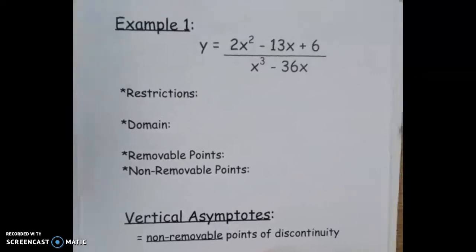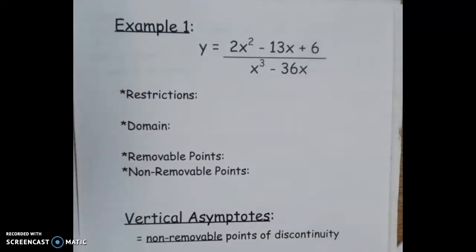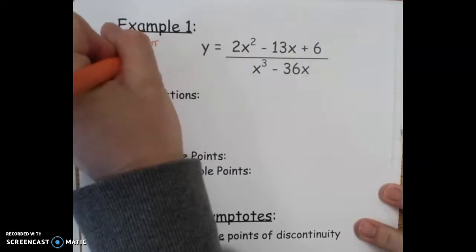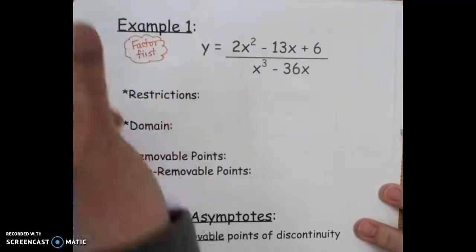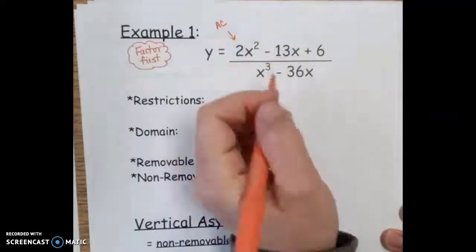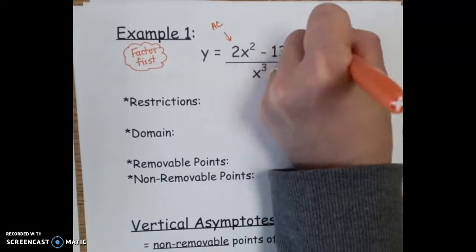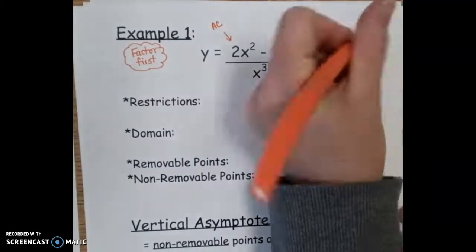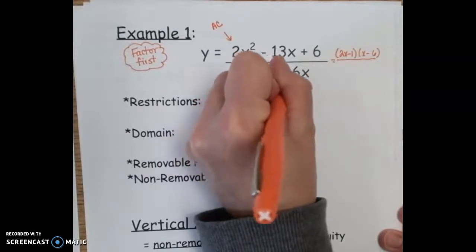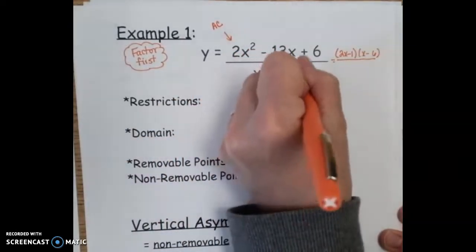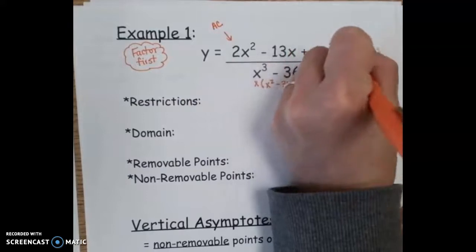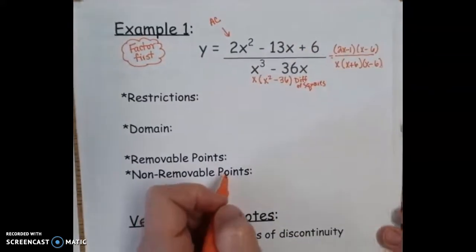In this example, your function is not factored for us, and that's the first thing you want to do is factor. Okay, so factor first, because we're doing this algebraically right now, not graphically. So you can see that this is a quadratic, and we would want to do AC method. And for time purposes, I'm just going to go ahead and tell you what that would be. So that's going to be 2x minus 1 times x minus 6. In your denominator, you have a GCF. So that would be x squared minus 36. So then this is a difference of squares. So we would have x times x plus 6, x minus 6. So now your function's factored.